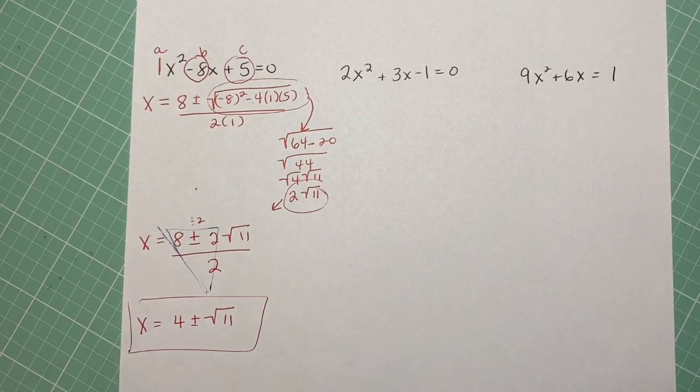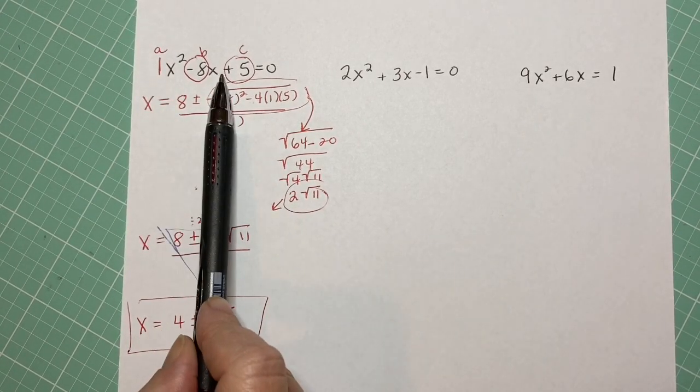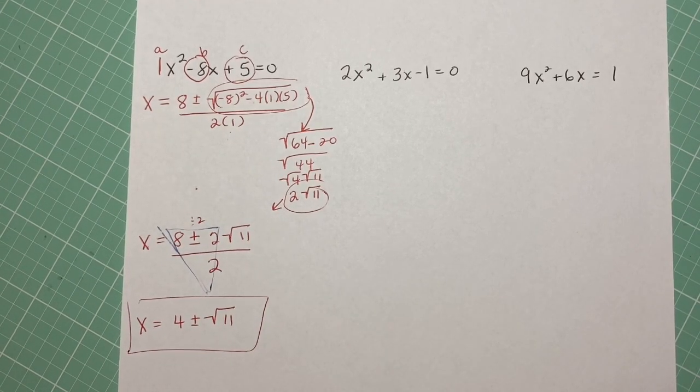And that's your answer. Again, you could find that same answer by completing the square in the previous video, which means move the 5 over, then take half and square it. You get the same answer either way.